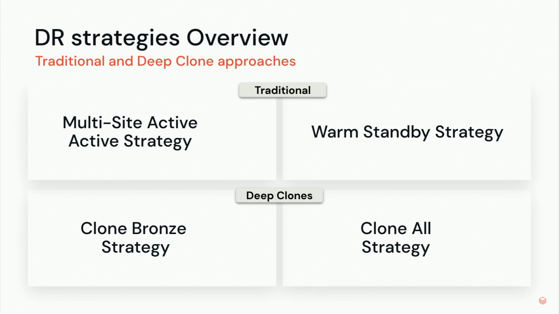For this, we have brainstormed multiple disaster recovery strategies, and we have come up with these four. The first one is the multi-site active-active, wherein it is operational on the primary site as well as the secondary site. The next one is the warm standby, where one is active and another is passive. We would like to reduce the cost and improve the RTO and RPO. For that, we have come up with two additional variants of active-passive: clone bronze and clone all. We'll go through each of them.